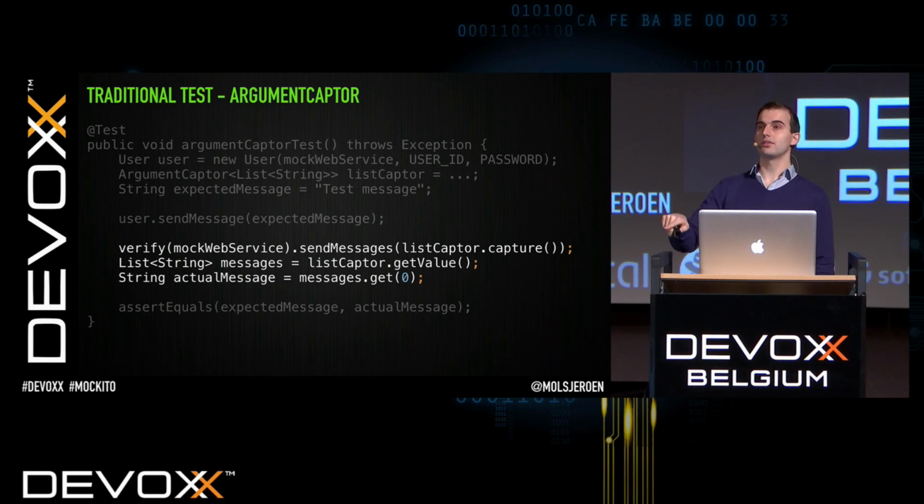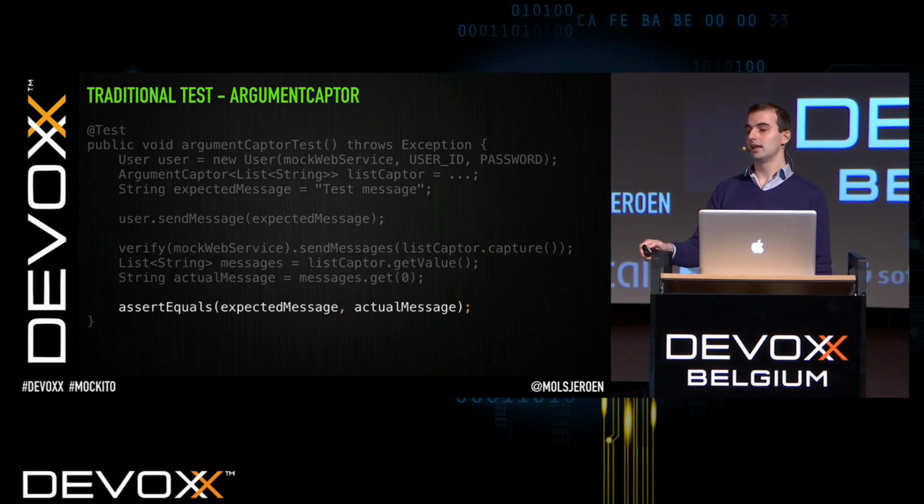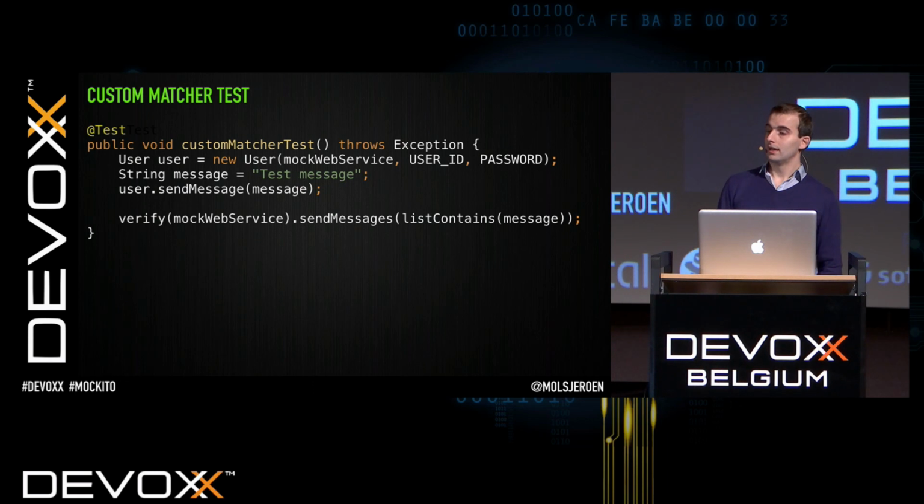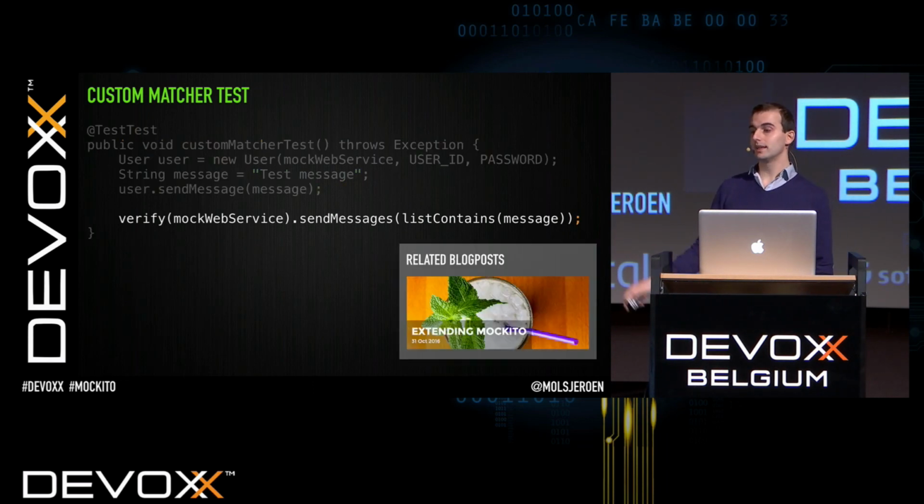Then you have access to the list, and then you can get the value from the list and assert that, yeah, the expected value equals the actual value. So this is the cumbersome way of actually checking that an object is in the list parameter. If we now use our custom matcher, you can see everything becomes really clean.